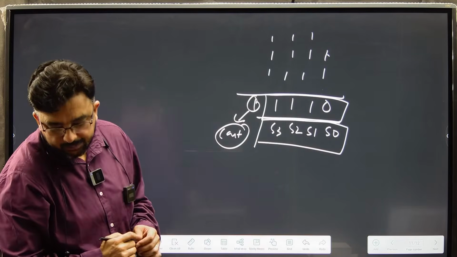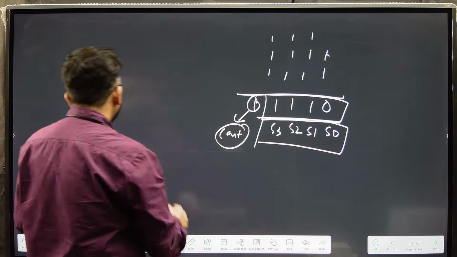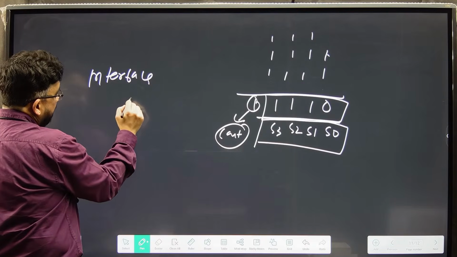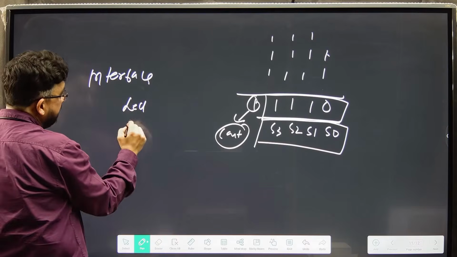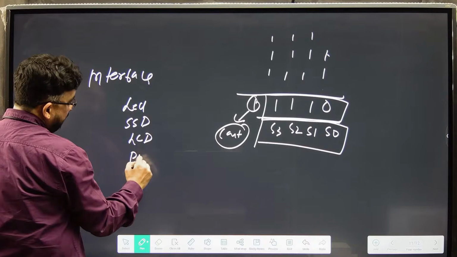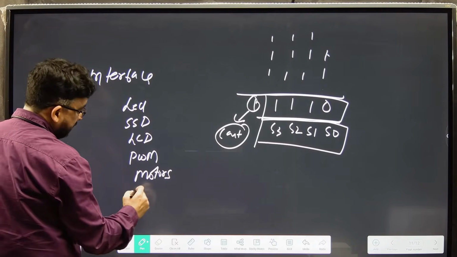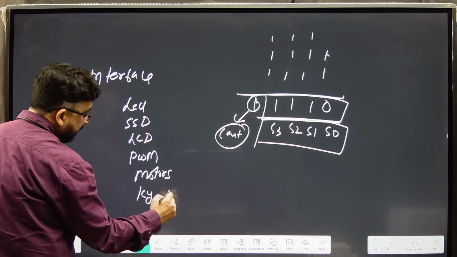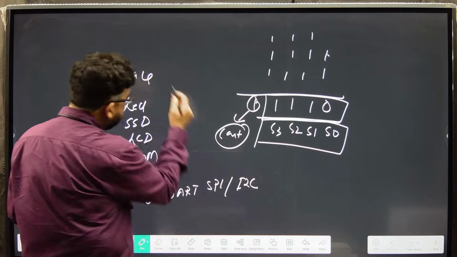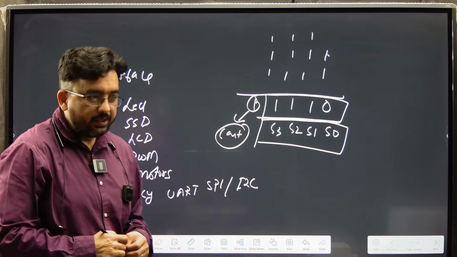What about embedded? I will take some time to cover embedded, but in embedded we generally focus on interfaces. We start with LEDs using embedded C, then SSD, LCD, PWM, motors, and then keypad, UART, SPI and I2C. These things are required to understand the embedded concept. So this is all from my side.